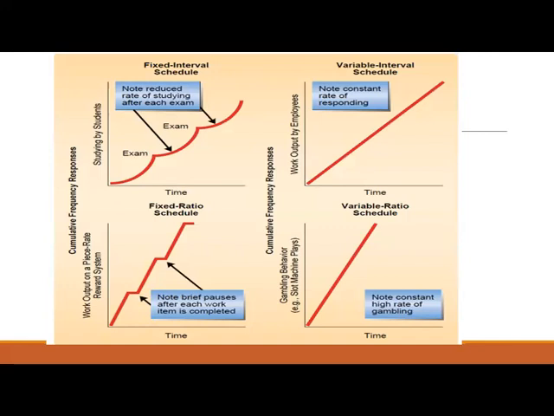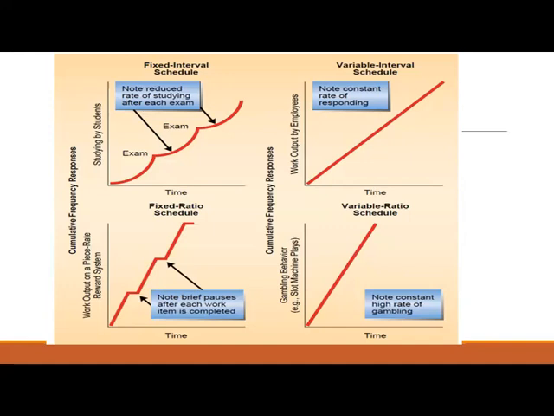Now, this is a chart which shows the fixed interval schedule, the variable interval schedule, the fixed ratio schedule, and variable ratio schedule. In the fixed interval schedule, we can see that studying by students increases before an exam, then when the exam finishes, it decreases again and increases as the next exam comes. In the variable interval schedule, the work output by employees whose manager was checking their work at irregular intervals shows a constant rate of responding.